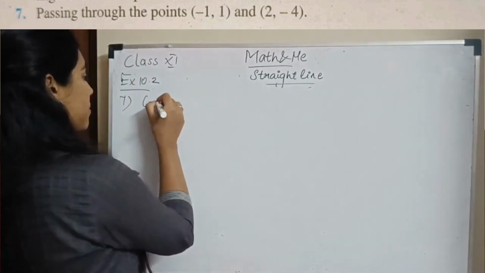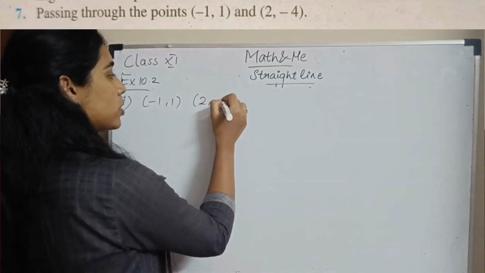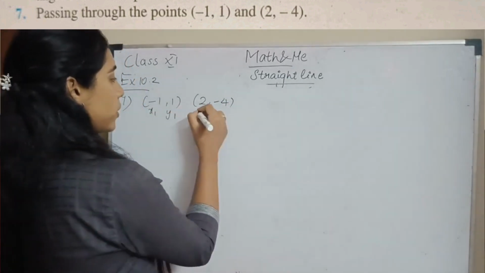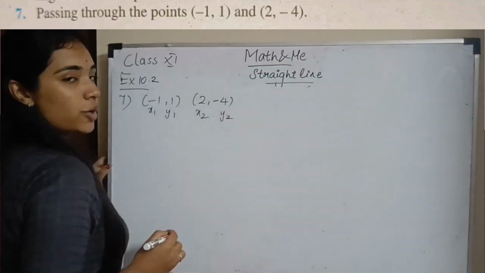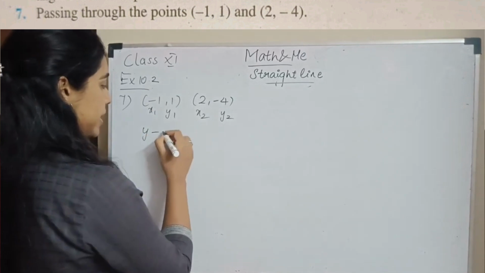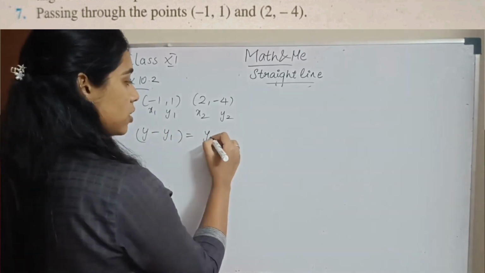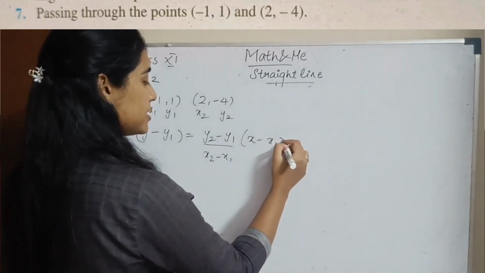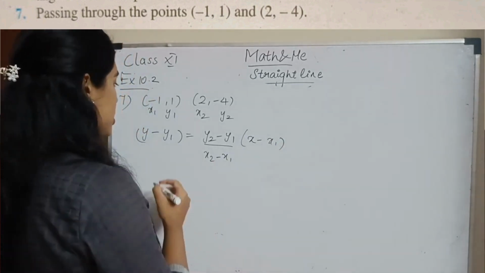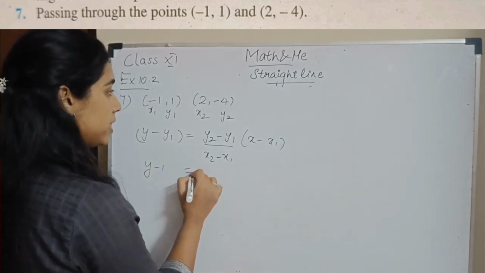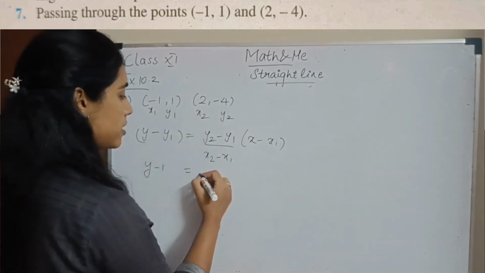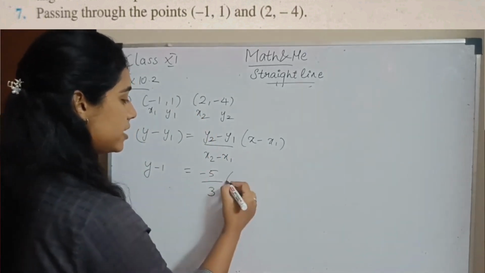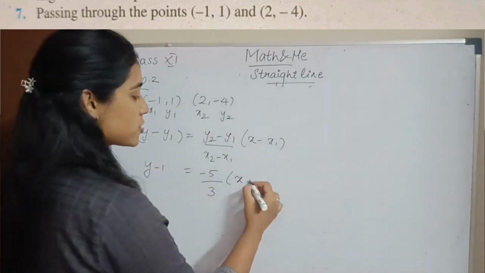Passing through the points minus 1, 1 and 2, minus 4. So you have 2 points. You need to use the 2-point form. So this is your x1, y1. This is your x2, y2. So what is your 2-point form? It is y minus y1 equals y2 minus y1 divided by x2 minus x1 times x minus x1. So this is your 2-point form. So what is your y1? y minus 1 equals y2 minus y1, minus 4 minus 1, minus 5, divided by x2 minus x1. 2 minus of minus 1 is 2 plus 1, 3. x minus x1, so it is plus 1.